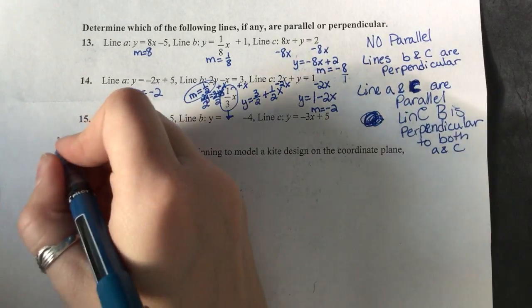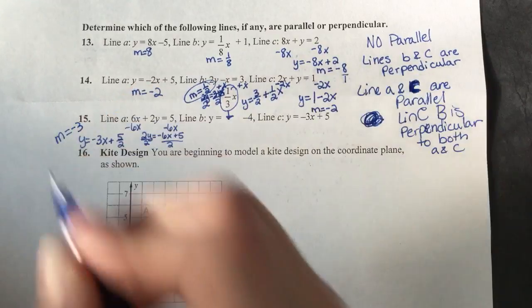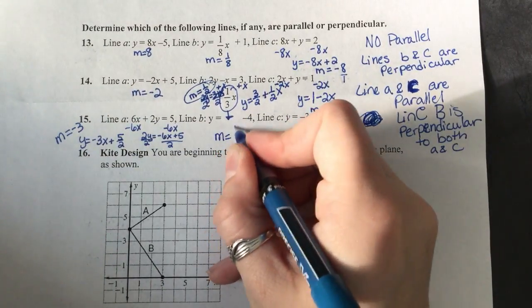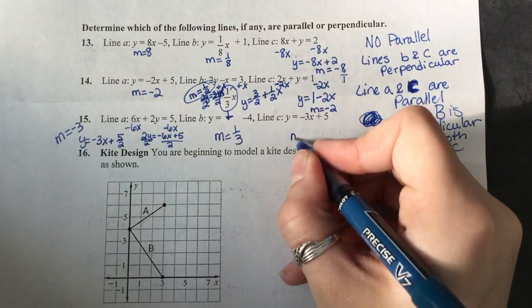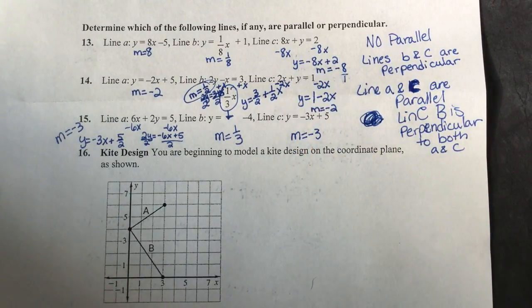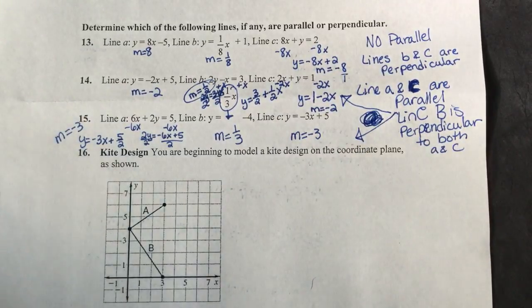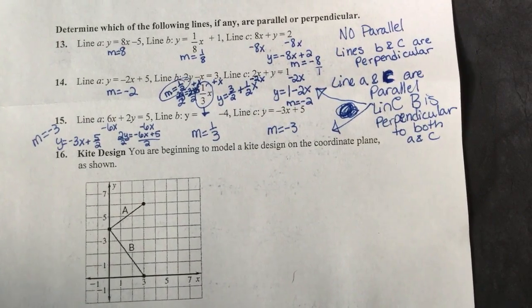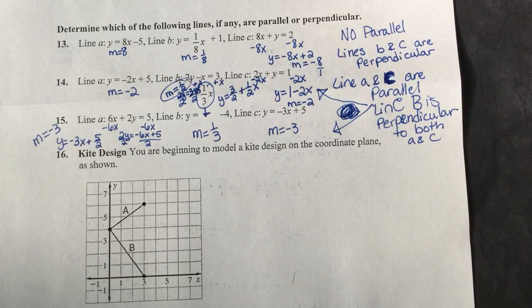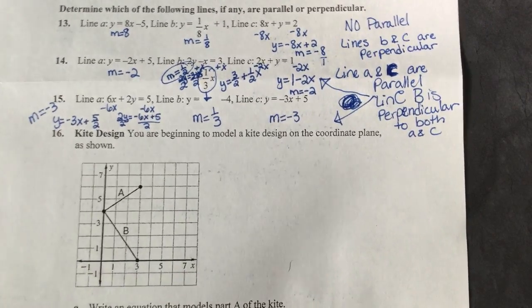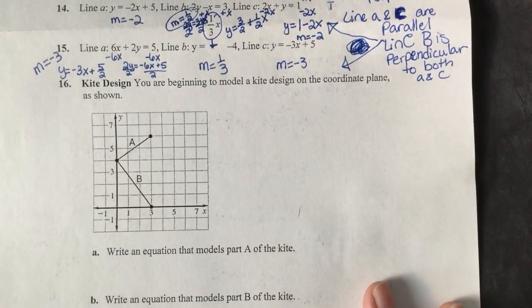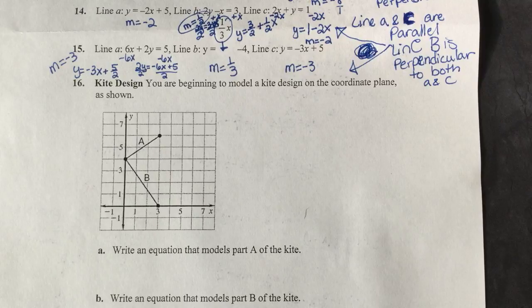Okay, so m equals negative 3. Saves me from having to write it again. Okay. You are beginning to model a kite design on the coordinate plane as shown. We need to write an equation that models part A of the kite.